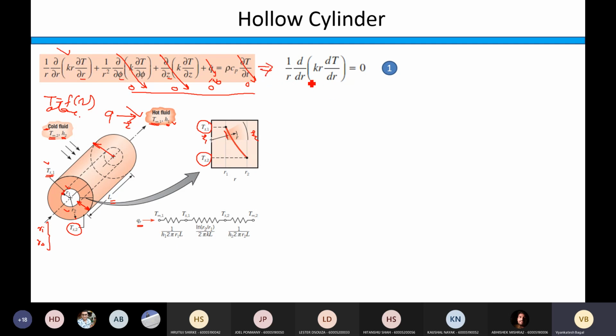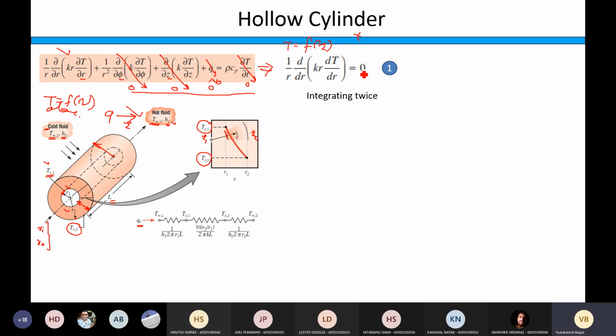Now why are we writing the total derivative d instead of dou? Because we know that the temperature is a function of R alone and not a function of other variables like T, right? So that's why I'm writing d instead of dou. So 1 upon R d by dr of kr dt by dr is equal to 0. This is our starting point now for the analysis.